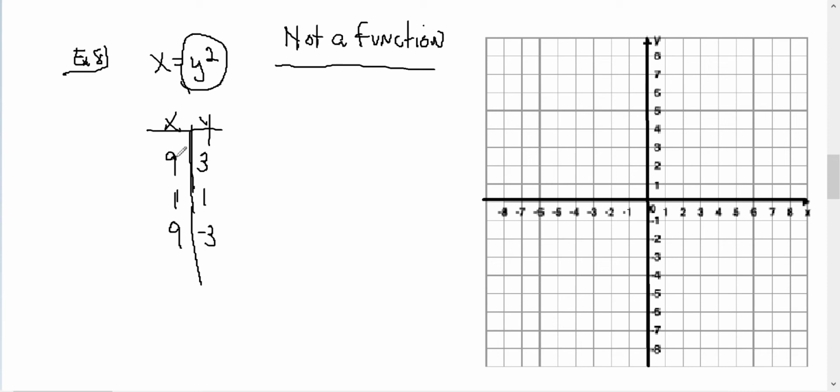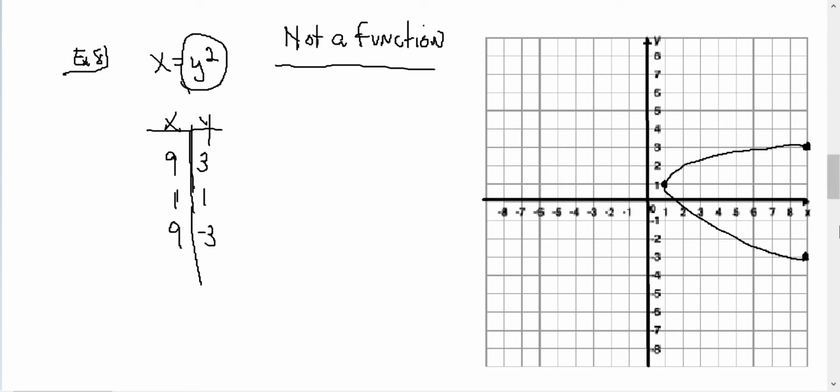So notice when I graph these points, these relations, on this graph, what happens? If I graph 9, 3, here's 9, and up 3, here's 9, 3. And 1, 1 is going to be here. I'm going to go over 1 and up 1. And then I've got 9, negative 3, and 9, negative 3 is here. So when I connect my dots, my graph is going to look something like this.